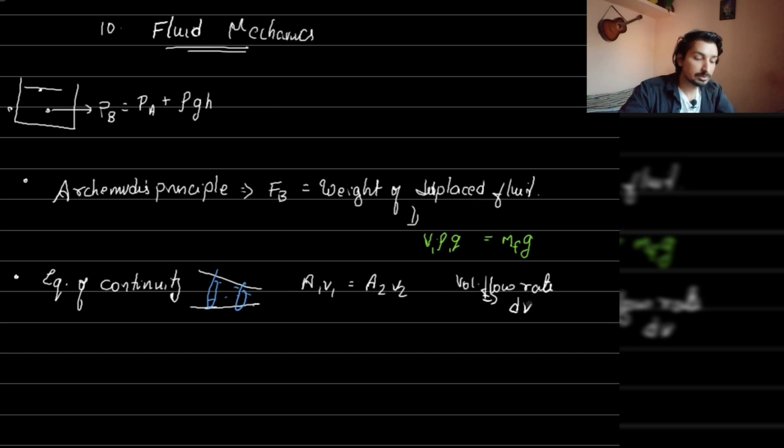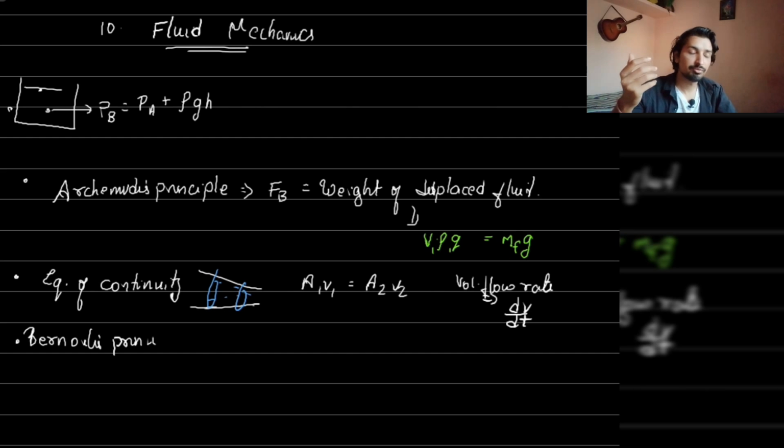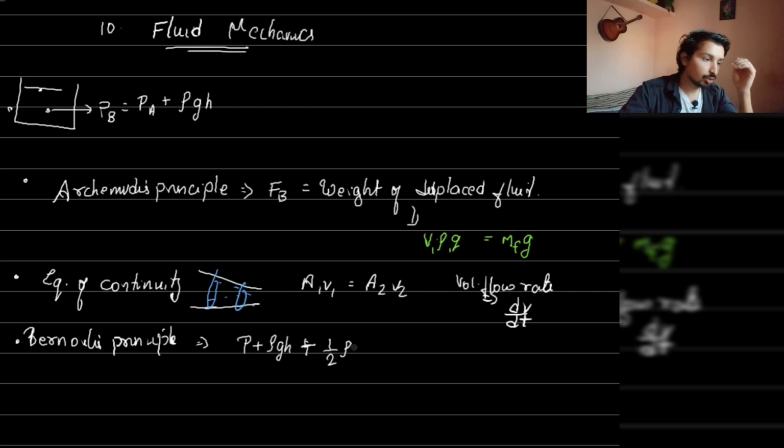What does Bernoulli's principle tell you? Bernoulli's principle tells you that pressure plus rho gh plus half rho v square is constant. Okay, it's just like conservation of energy. So basically you divided that equation, conservation of energy, by volume. You have mgh, and if you divide mass by volume, you get rho gh. If you divide half mv square, that is kinetic energy, by volume, you get half rho v square. So that's how you get this formula, and that will be constant.